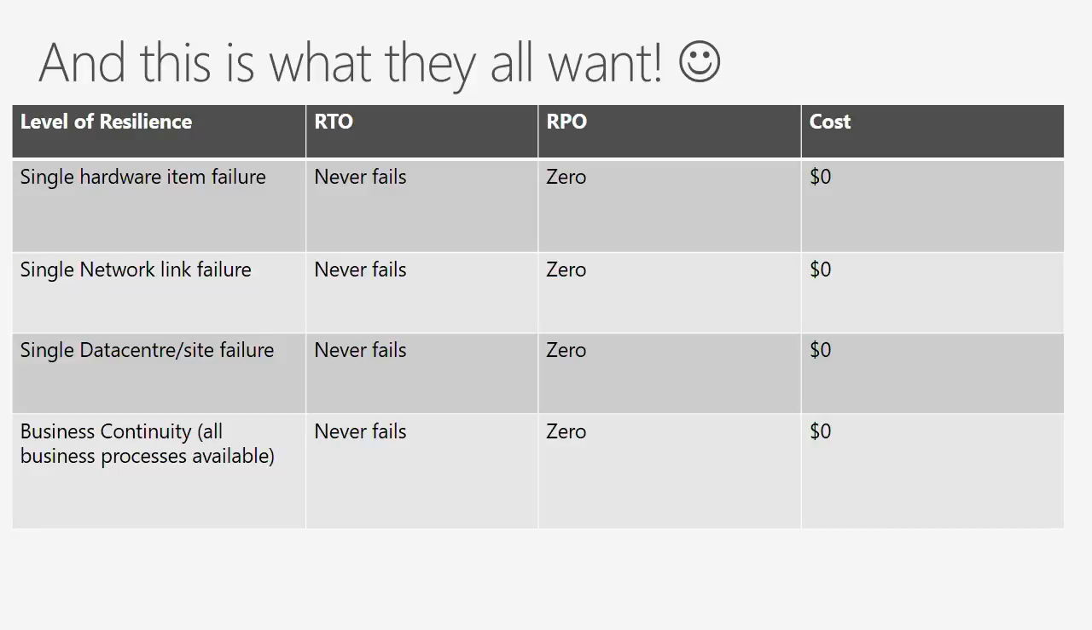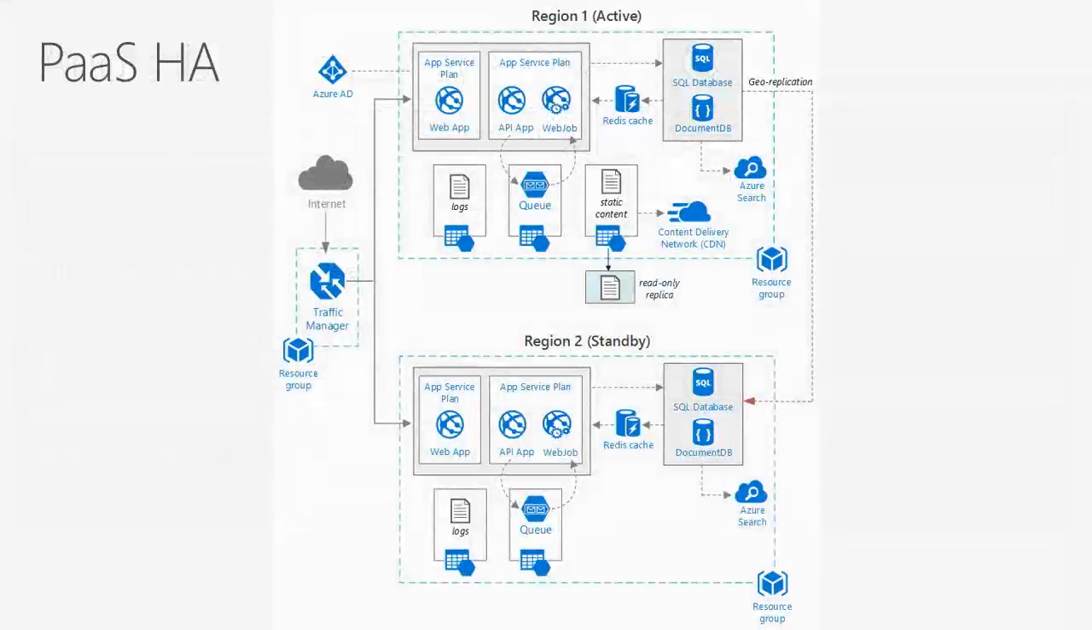The bosses all go, hey man, I don't care what it is, it never fails. The RPO is always 0, and by the way, you don't cost me a single cent. Okay, and we know that's not true. So remember, get back to those numbers. Okay? So next, we start off by saying this is what you usually have as a PaaS HA.